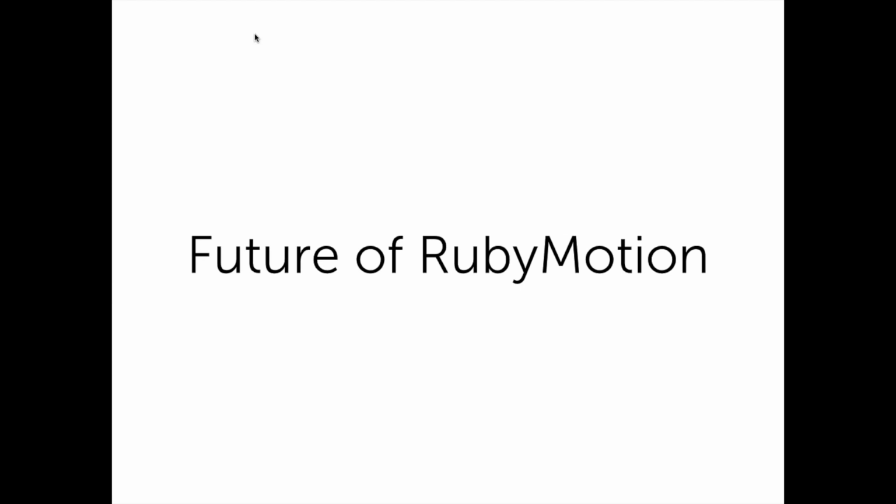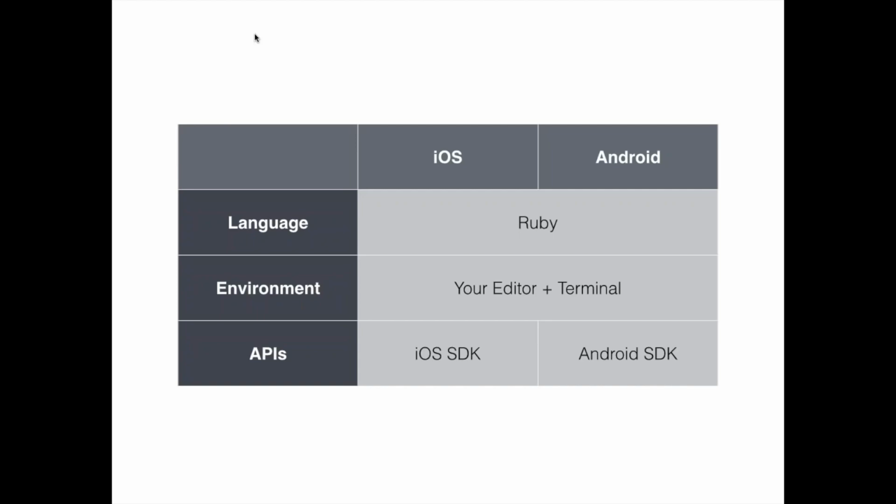So now let's talk about the future of RubyMotion. That's probably the most important part of this presentation. Now that you know what RubyMotion is and how it works, you may have a lot of questions, and we try to answer them. What we think is the best feature of RubyMotion. If we look at that table, as we can see, there is an obvious problem. You write applications in Ruby, you can use any text editor you want, but you have to use iOS APIs and Android APIs. Yeah, that's the main issue here.